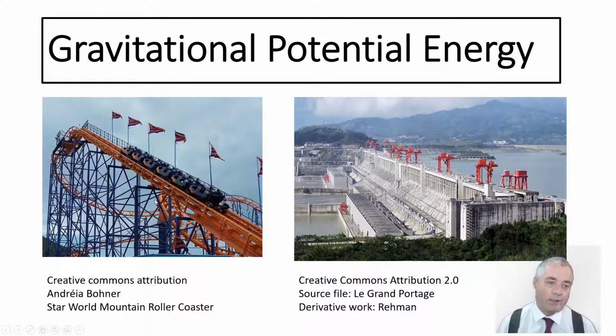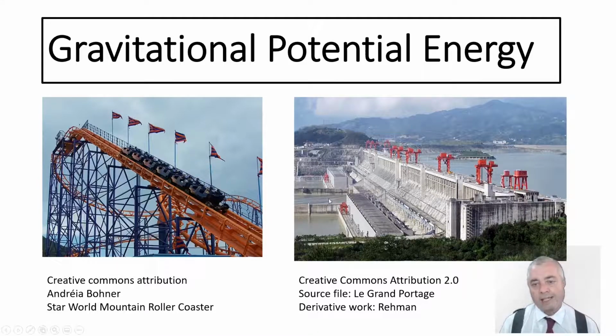So on the left hand side of the screen, we've got a roller coaster, and the way most roller coasters work is that there is a motor which lifts the roller coaster to the highest point, and at that point it's got lots of energy because it's high up, and the energy is gravitational potential energy. And then as it goes round the actual track of the roller coaster, that gravitational potential energy is transferred mostly into kinetic energy to make the roller coaster move fast.